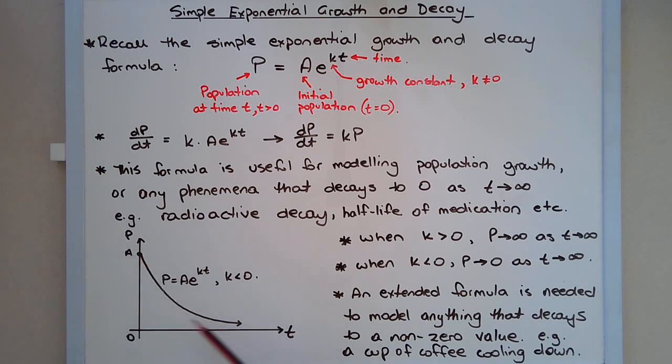So this graph shows that particular situation. So with a negative value of k, starting at some initial value A, P approaches the x-axis as time, or t, approaches infinity. Now an extended formula is needed to model anything that decays to a non-zero value. So for example, a cup of coffee cooling down to room temperature.